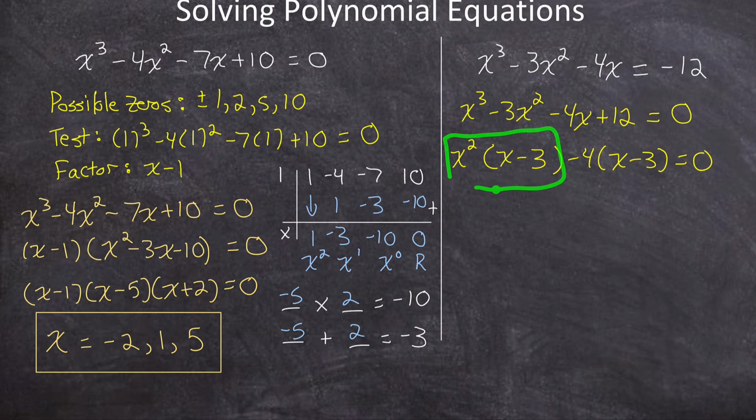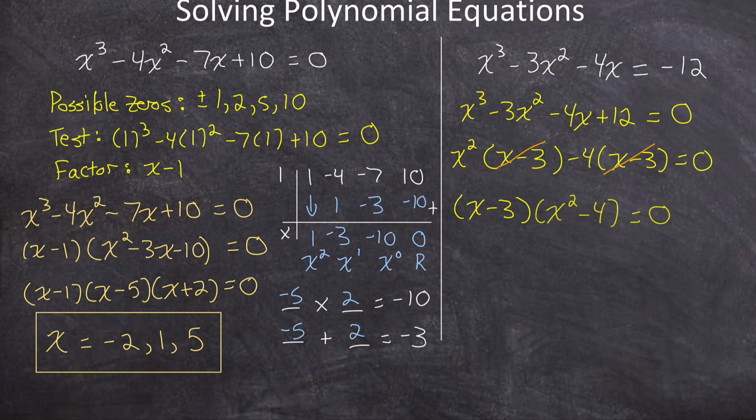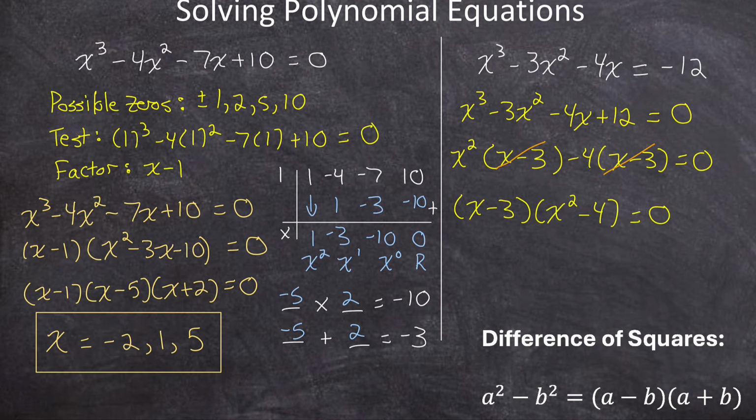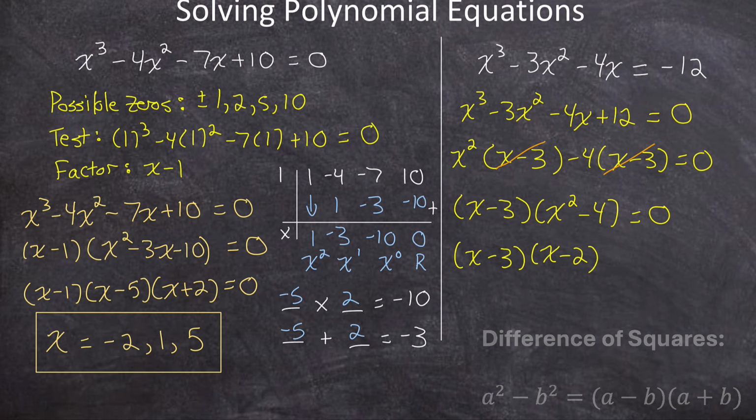In the first term, there's an x minus 3, and in the second term, there's also an x minus 3. So what we can do is we can common factor out that x minus 3. And when I divide both of those terms by x minus 3, it cancels them out, and we're left with x squared minus 4 as the second factor. And this x squared minus 4 is a difference of squares. It's an x squared minus a 2 squared, so it would factor to x minus 2 times x plus 2.